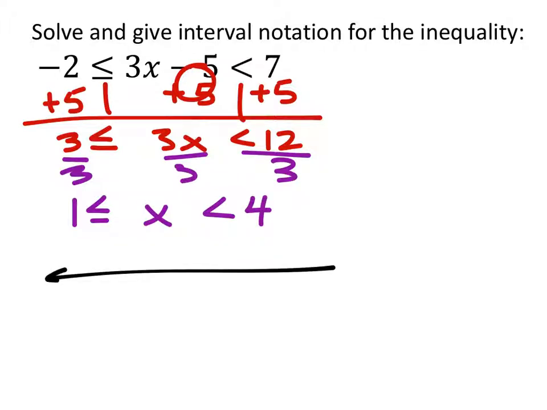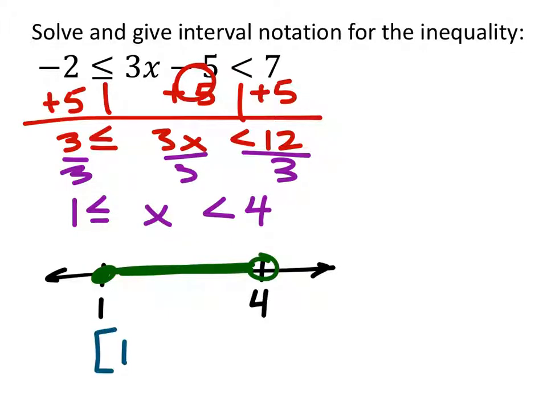So the graph now, with 1 and 4, x is between these, and at 1 would have a closed circle, at 4 it's open, so it should be everything between these. And that takes us to the interval, which starts at 1, which is included because it's a closed circle. It goes all the way to 4, which is not included because it's an open circle.